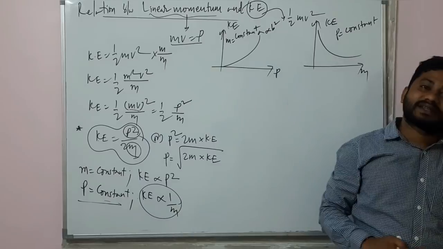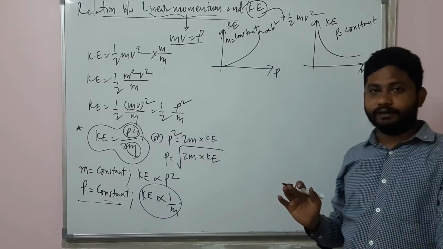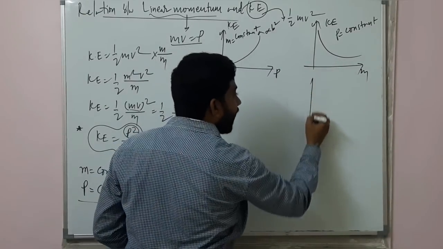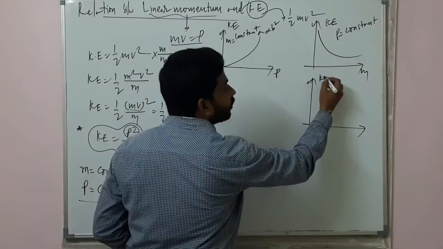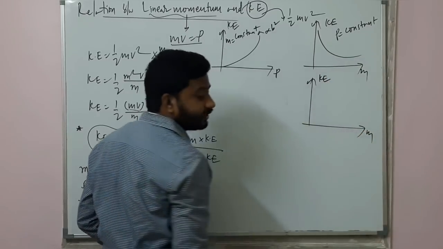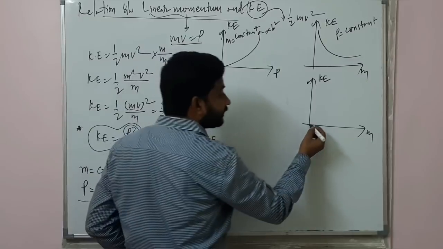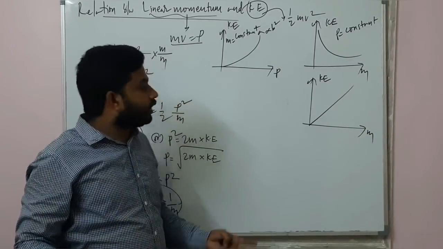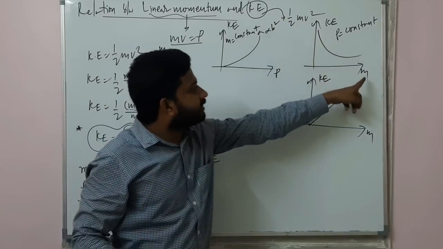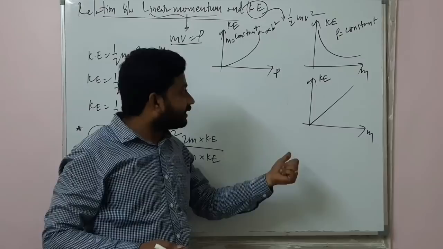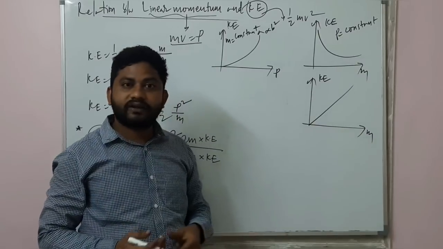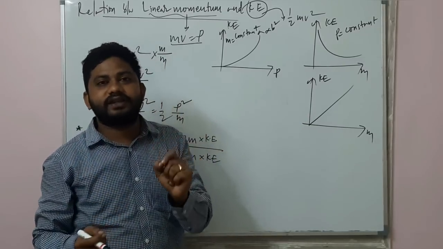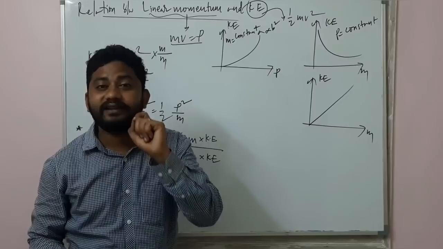Come back to the previous slide, where we had drawn the graph between kinetic energy and the mass, right? Where we had got the graph like this. So you may get a doubt. Here the relation between kinetic energy and the mass, we had drawn a graph like this. But here, kinetic energy and the mass, we had drawn the graph like this. But both are correct when you consider the proper constant value.